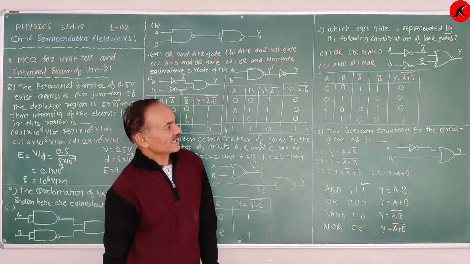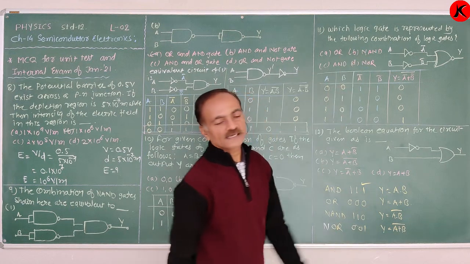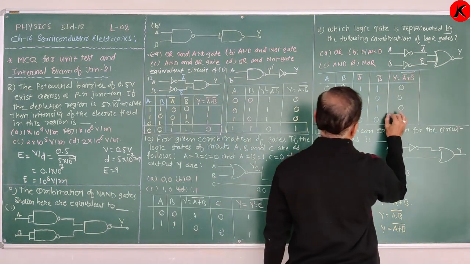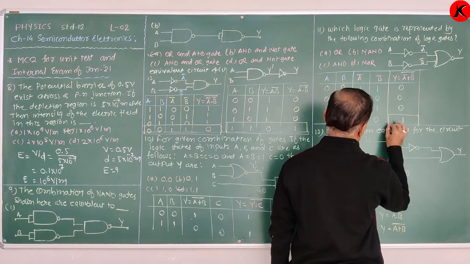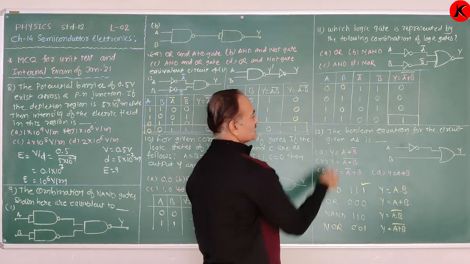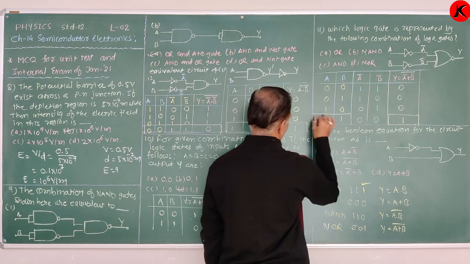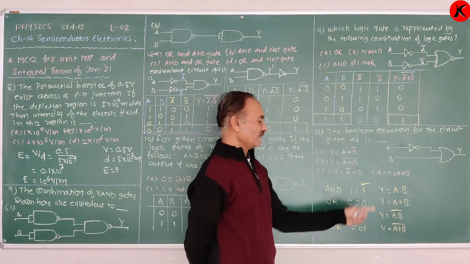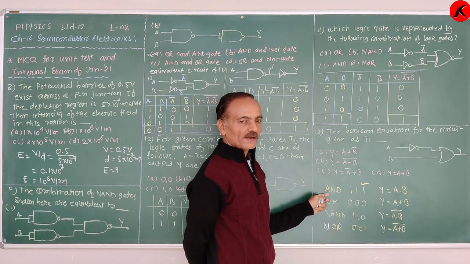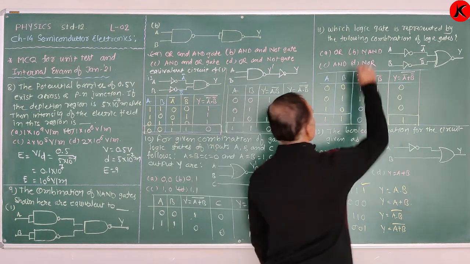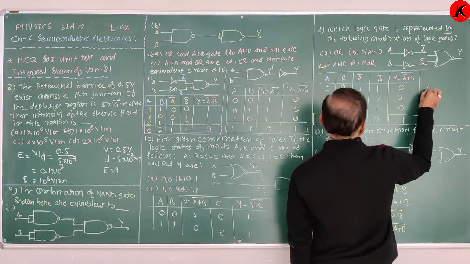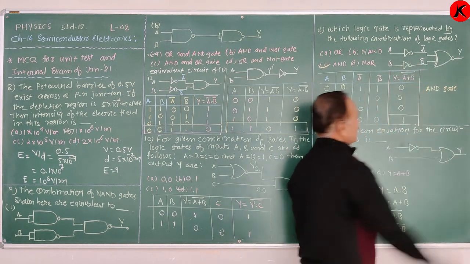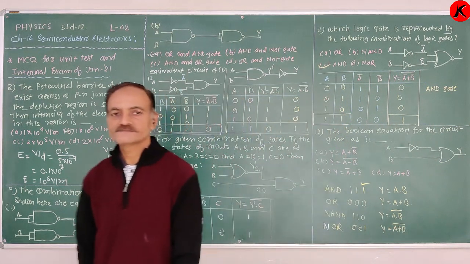So this gate acts as which gate? Here the different output is this 1. 1 is obtained for which case? If both inputs are 1. Output is 1 if both inputs are 1. That is the characteristic of the AND gate. Therefore, the answer is that this combination acts as an AND gate.